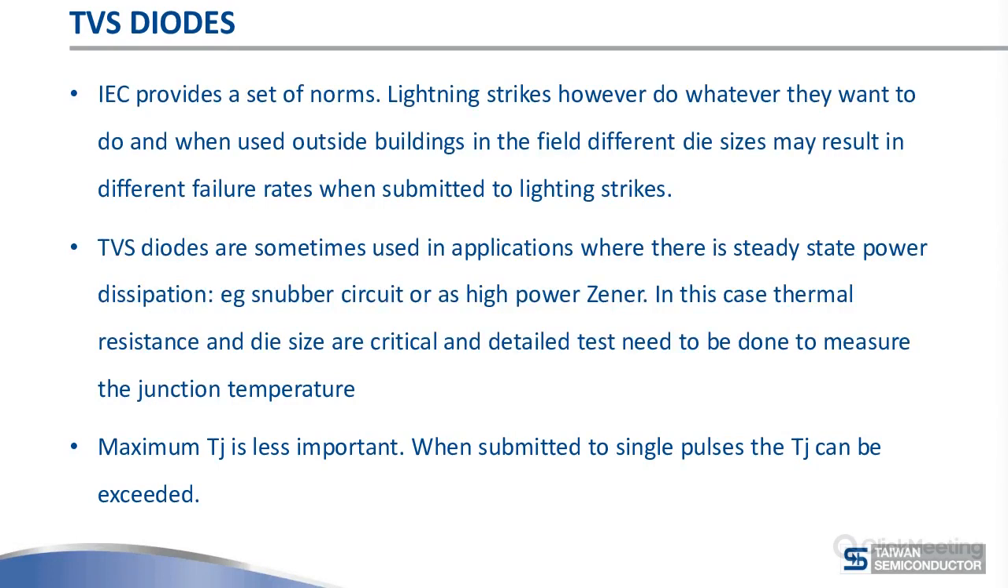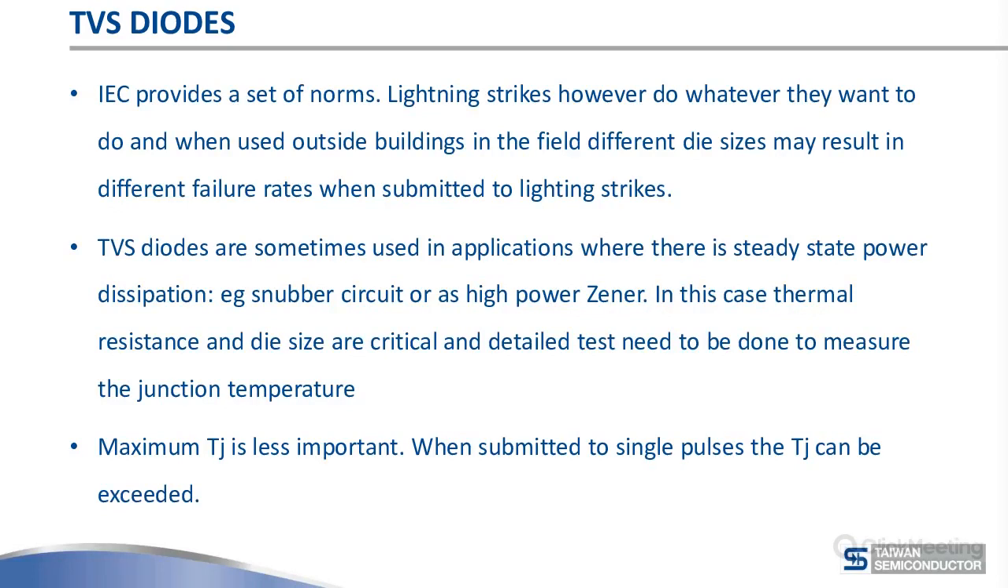There you will see that a different supplier with different die sizes will have a different robustness and may have a different field return ratio. You can only find that out, or if you are using your product outside, you may also want to check the die size of the different suppliers and how much margin you have. And of course, not all TVS diodes are used as transient voltage protection; some of them are used as snubbers or as high power Zeners.